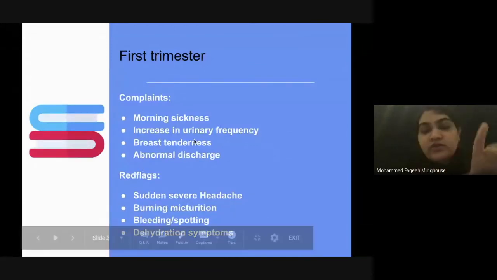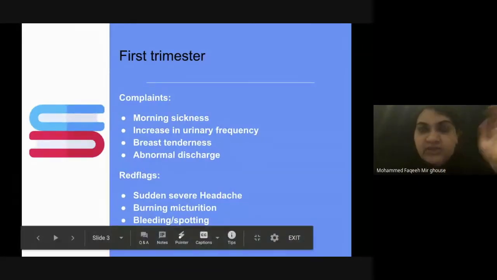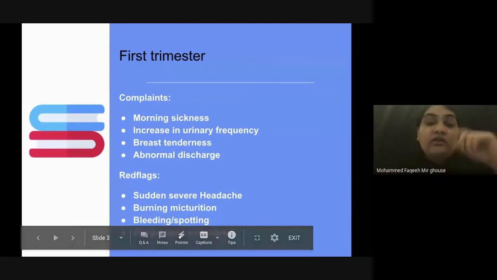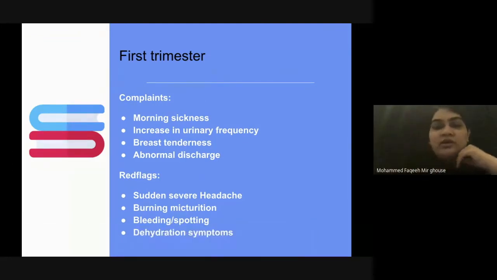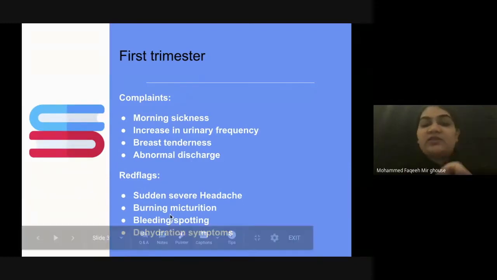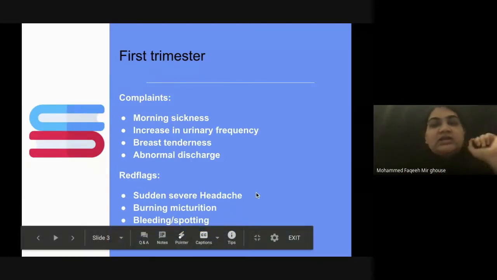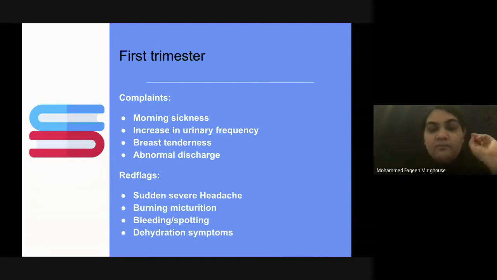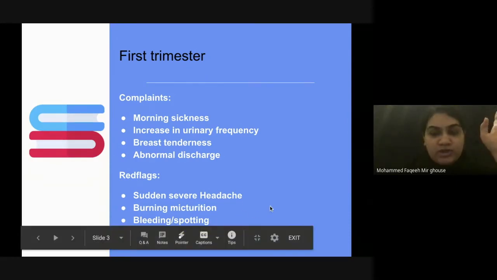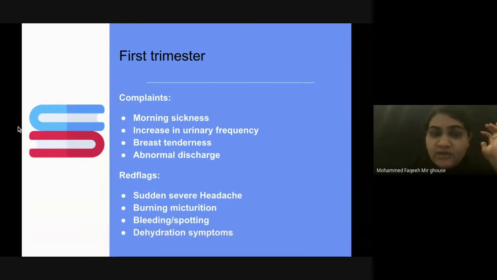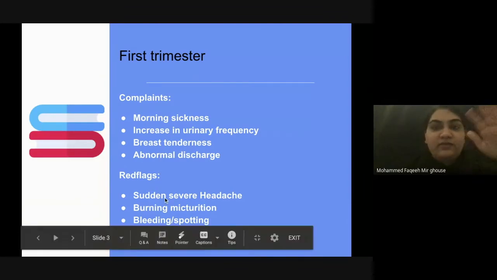So for each of these complaints, there is a physiological reason and a pathological reason. When we discuss individual cases, we will go into the details of when to reassure and when to decide about referral. So what are the red flags in first trimester? Sudden severe headache, burning micturition, bleeding or spotting, and lastly, dehydration symptoms.